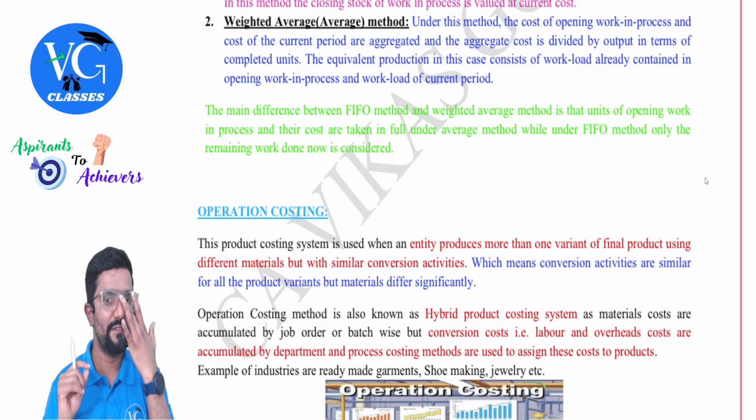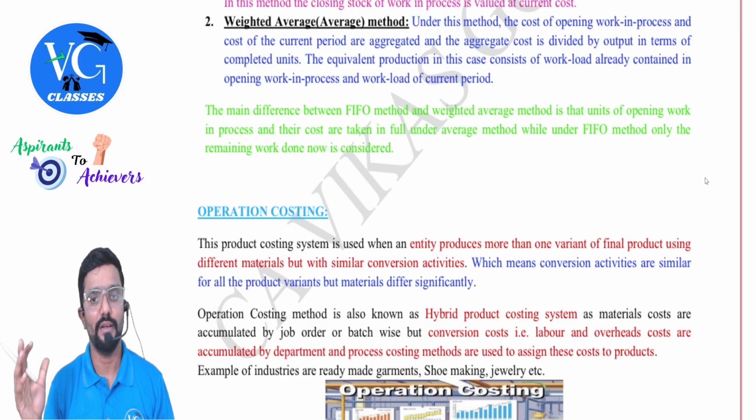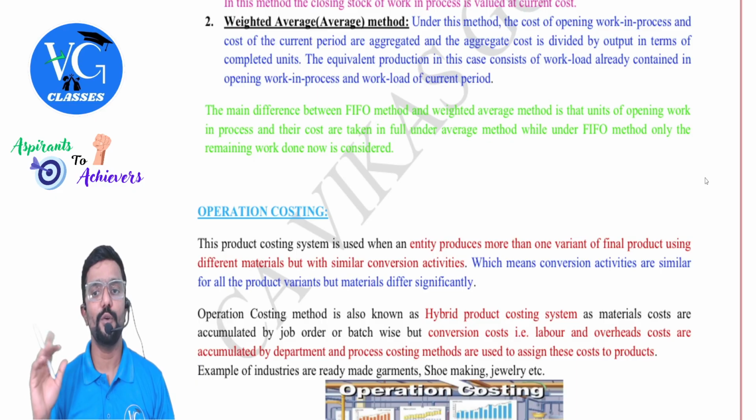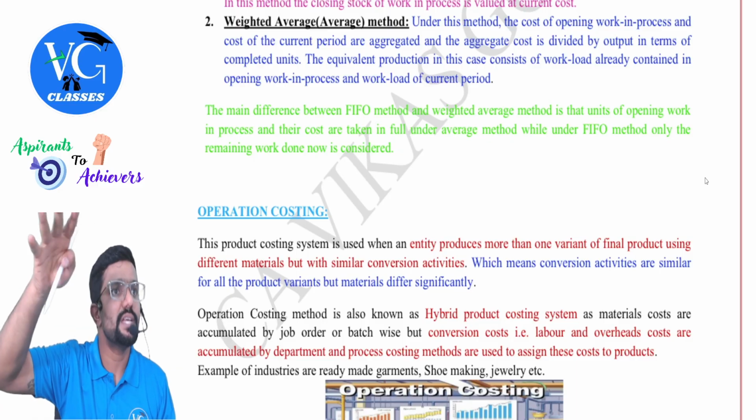The main difference between FIFO method and weighted average method is that units of opening work in progress and their costs are taken in full under average method, while under FIFO method, only the remaining work done, that is the work done in the current period, is considered.